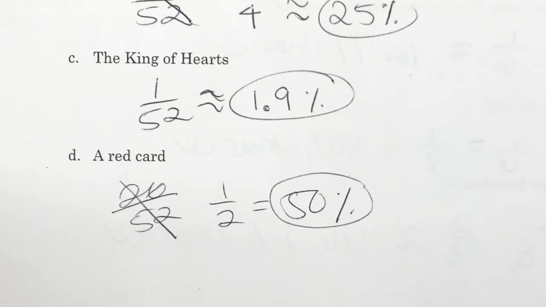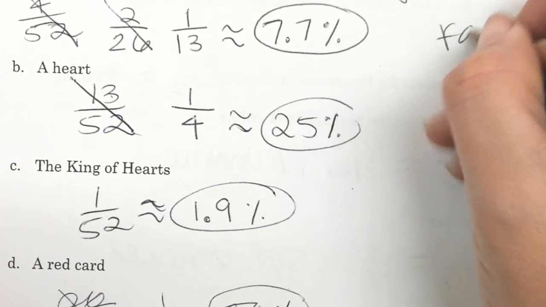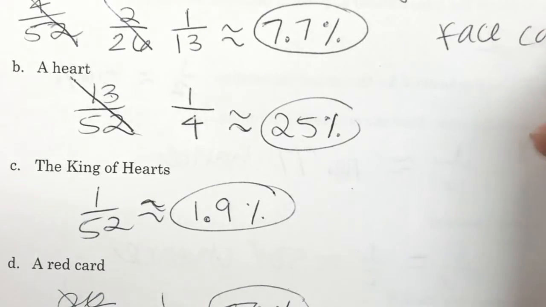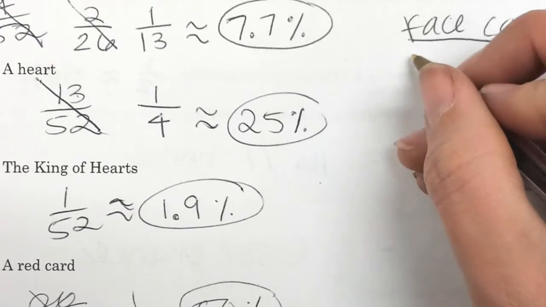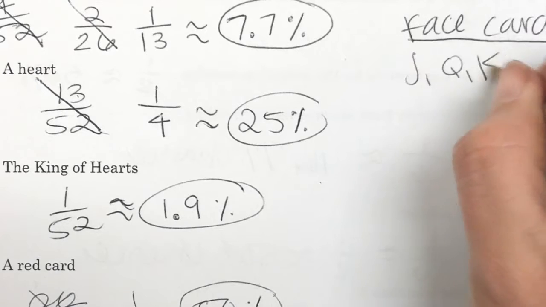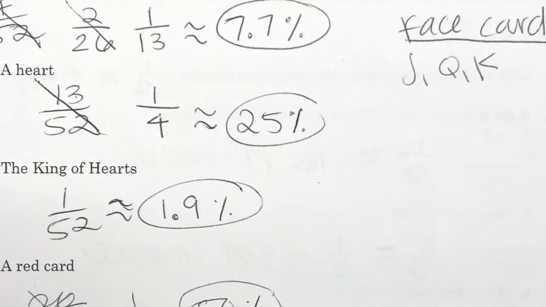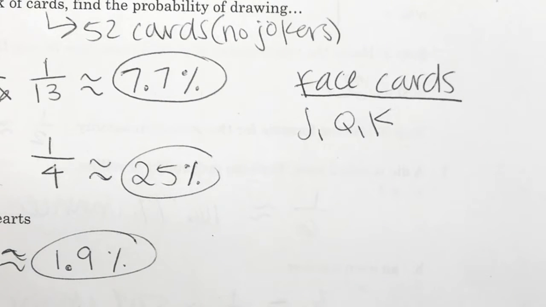Okay, then y'all don't know what face cards are. Go back and write face cards, because they'll ask you some questions about face cards. Those are just Jack, Queen, and King, cards that have a face on them. So when they say face cards, they're only talking about Jacks, Kings, and Queens.